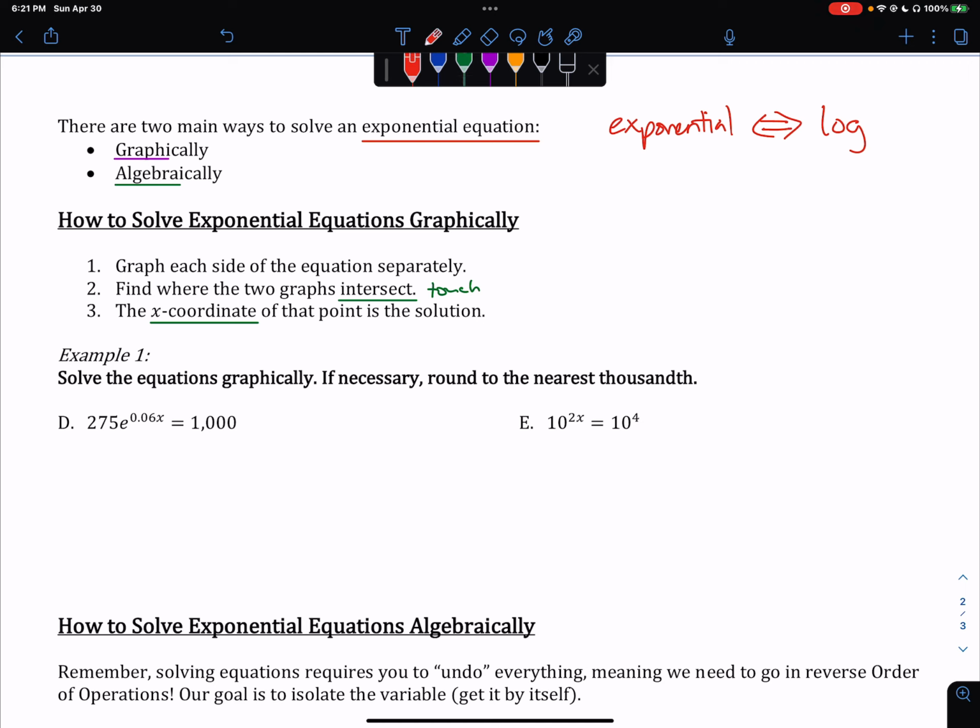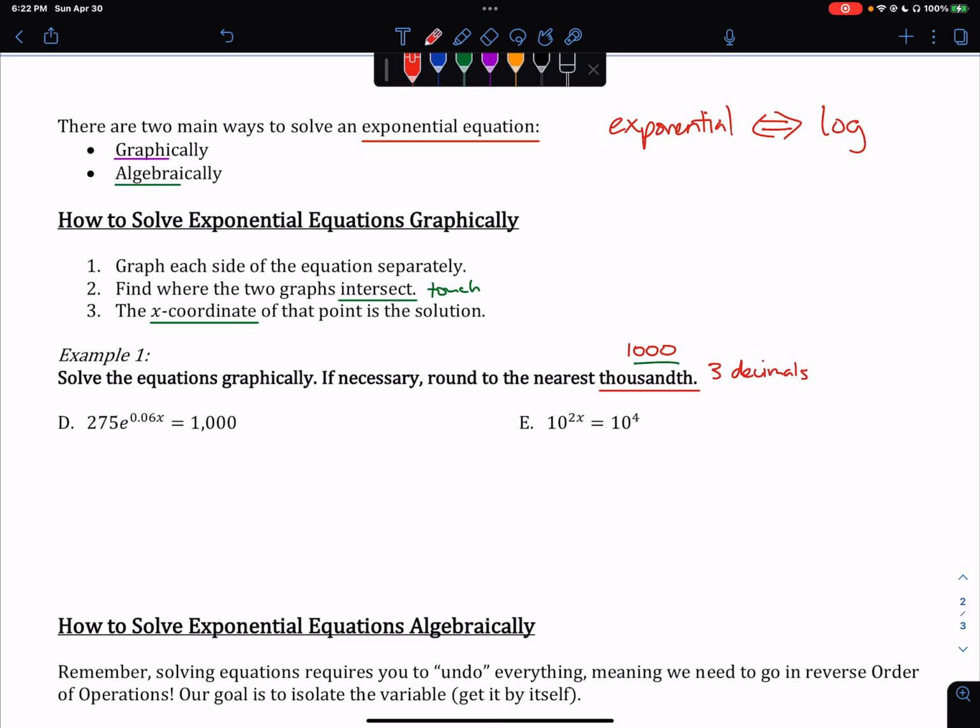Okay, so here's how this works. This one's kind of nice. It's actually pretty simple. Example 1 says solve the equations graphically. If necessary, round to the nearest thousandth. First of all, we need to know our decimal places. This is 3 decimal places. The way I like to remember this is thousandth is 1,000, and there are 3 zeros, so that's 3 decimal places.